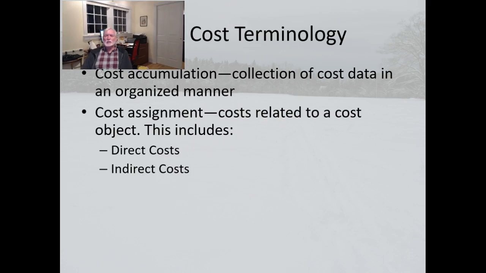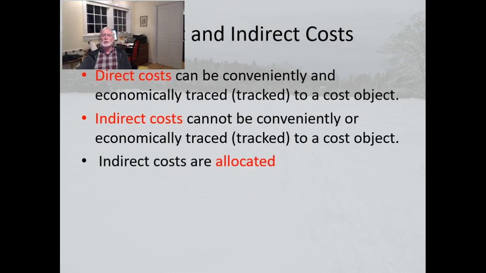Cost assignment is more difficult. Taking these costs and assigning them to a specific product is more difficult. So that would be assigning direct costs or indirect costs to an object. I just threw some words out there, direct costs and indirect costs. So let's define those.